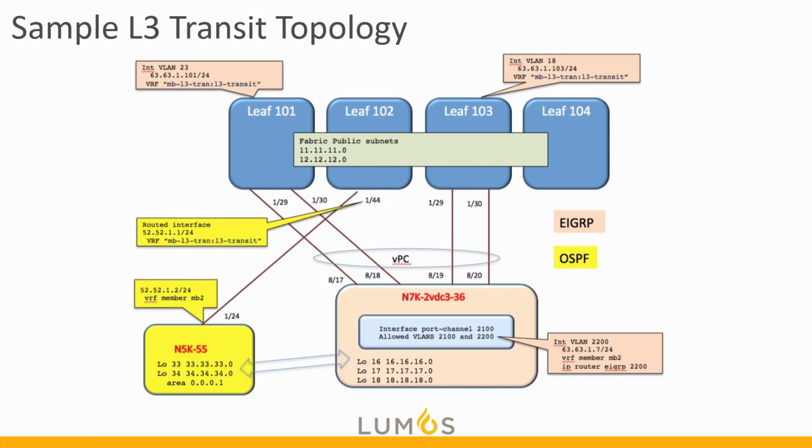We're just keeping it simple for right now and going to be demonstrating essentially getting these routes of the 33 and 34 subnets from the 5K into the ACI fabric and then back out to the 7K, and then vice versa for getting the 16, 17, and 18 networks from the 7K into the ACI fabric in leaf 101 and 103, and then back out leaf 102 to the 5K. And of course, the 5K should also see the public subnets of 11 and 12, and the 7K should also see the public subnets that are inside the ACI fabric of 11 and 12.